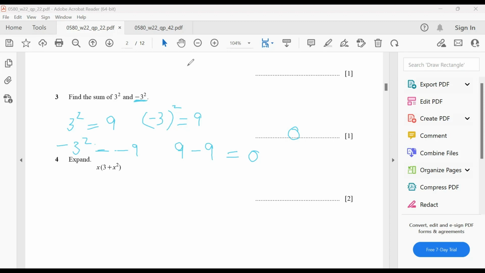Let's look at the fourth question now. The fourth question is fairly straightforward. We're just asked to multiply x with whatever is inside the bracket. So we have 3 plus x, and x into x squared will give you x. The answer is 3x plus x. Right, let's move on.